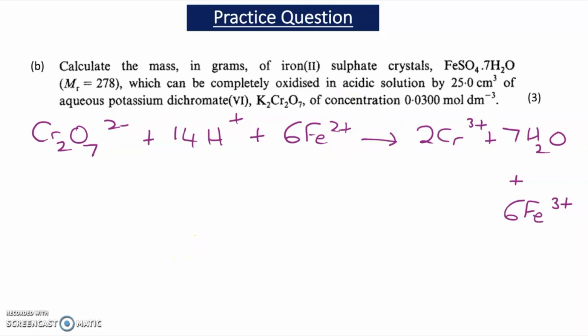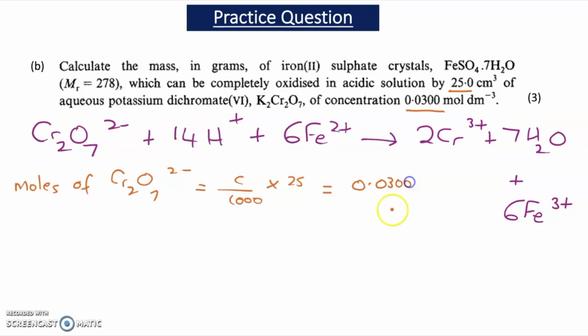So for part B, we have to work out the mass in grams of iron 2 sulfate. So we've got the concentration of potassium dichromate here and the volume. So the first thing we need to do is work out the moles of dichromate, and we do this by using the following equation: concentration over 1,000 times volume, and the concentration is 0.0300. We divide this by 1,000 and we times it by 25, and that will give us the moles of dichromate. Now the moles of dichromate is equal to 7.5 times 10 to the minus 4.